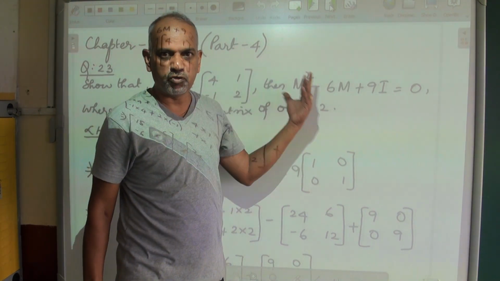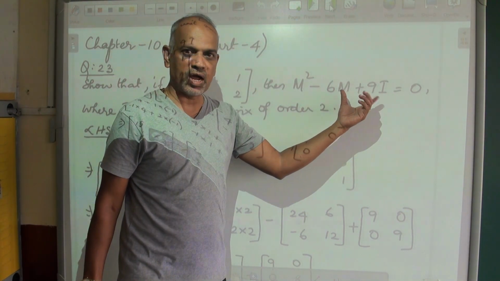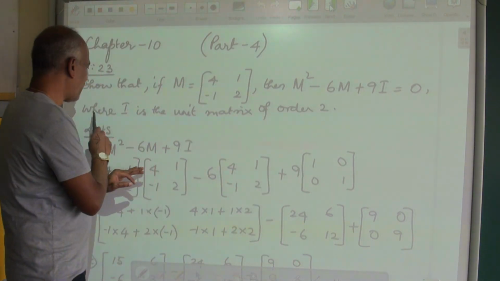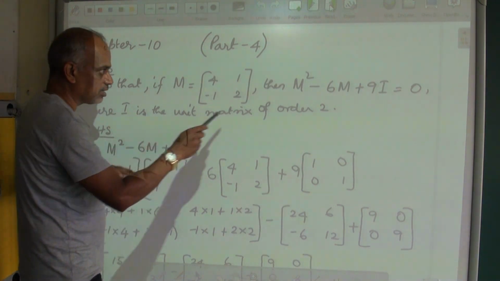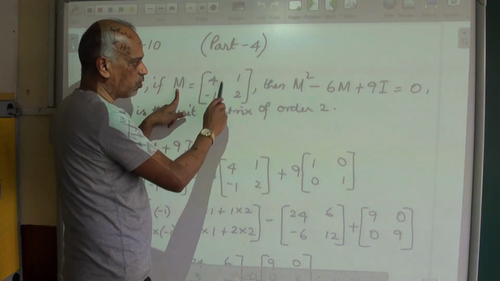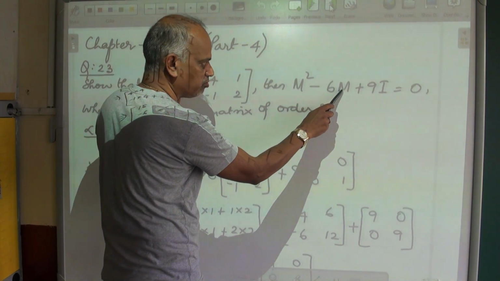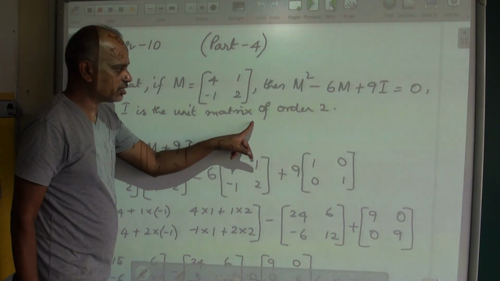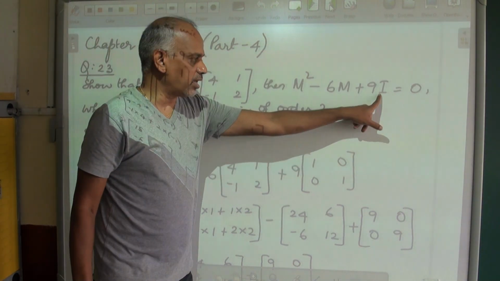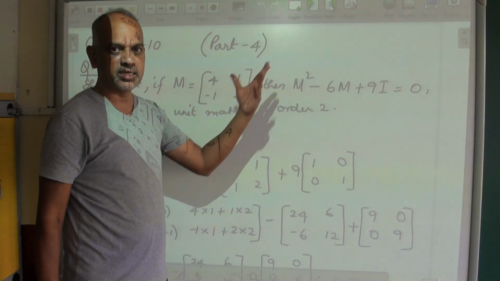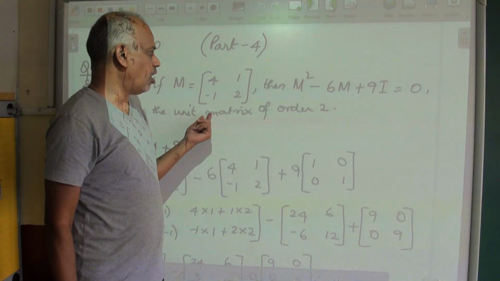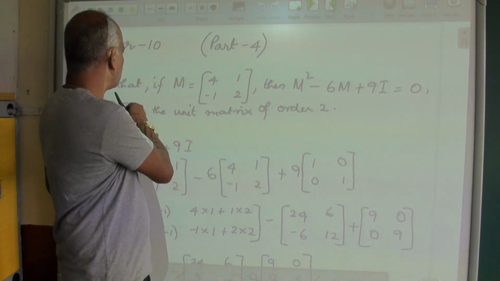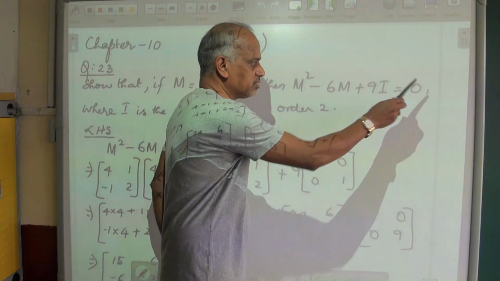Showing something or proving something means you will start from one side and try to get the other side. Here, M is involved. M you already know. This involves M, this involves M, and this involves I. Here it says where I is a unit matrix of order 2. An identity matrix or unit matrix of order 2 means it's a 2 by 2 matrix. So you have to show that M squared minus 6M plus 9I is equal to 0.